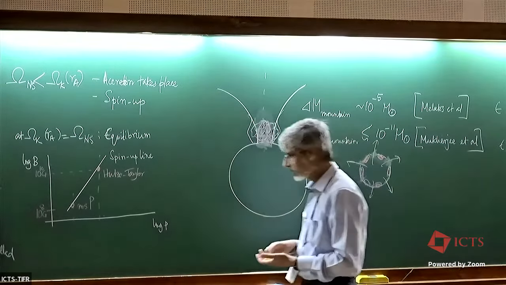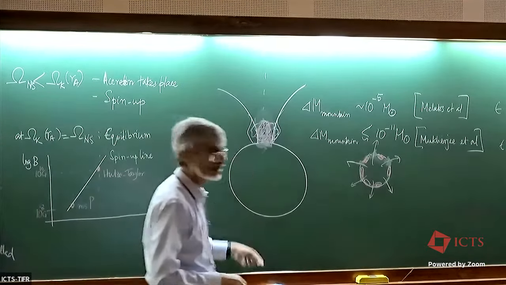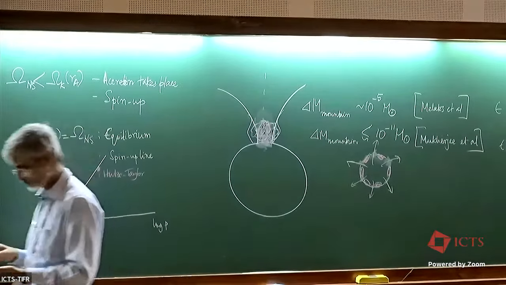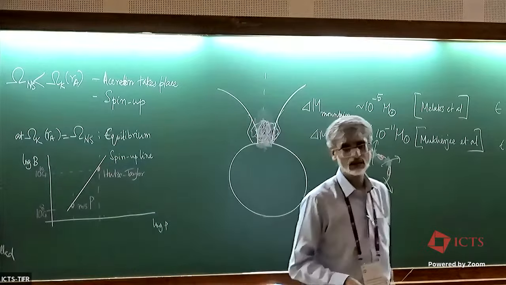So the predicted gravitational radiation due to these mountains for this is about 10 to the power minus 26. For us, it's about 10 to the power minus 32. You will hear more about accreting mountains in the next course, I believe, because I saw it listed. But roughly speaking, this is the current result.